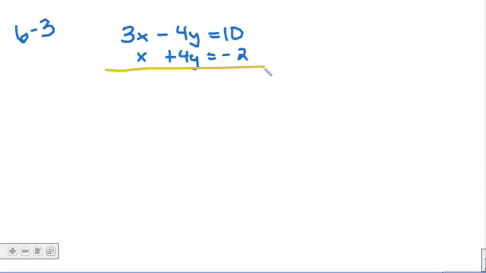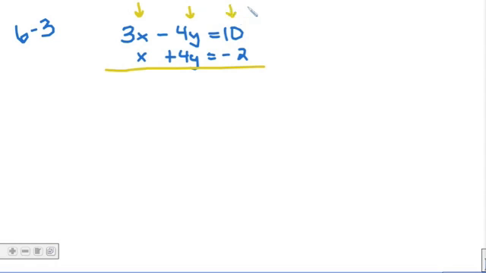Well, first we're given two equations. So I'm going to write down my first equation here, which is 3x minus 4y equals 10. And x plus 4y equals negative 2. Now, first thing I want to point out to you is that I've lined up my coefficients and my constants. So I have my x's lined up. This is my x column. This is my y column. And this is my constant column.